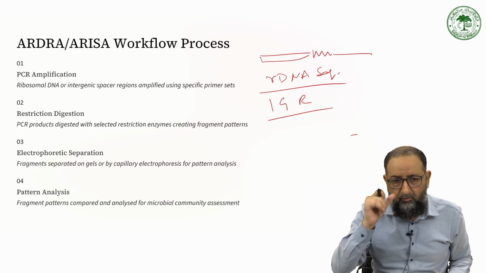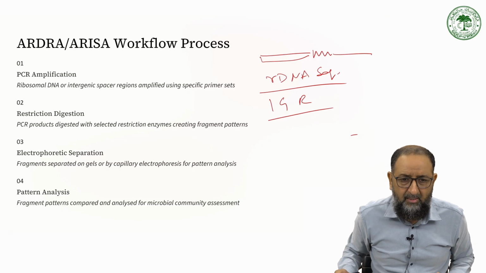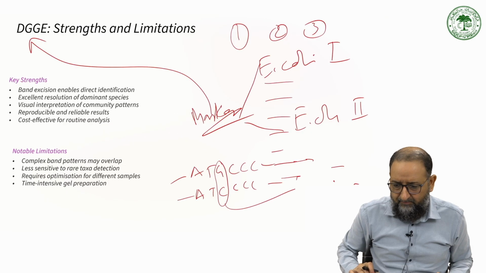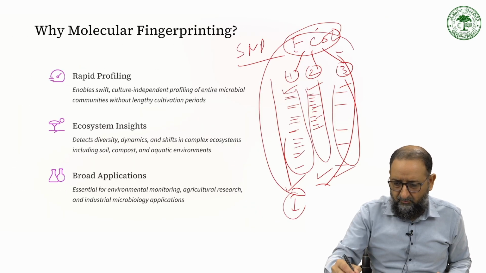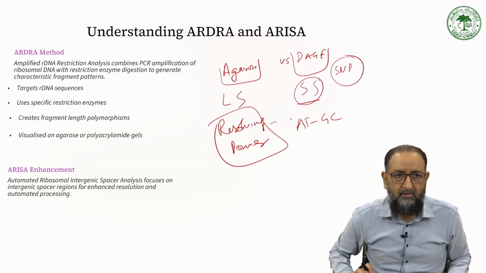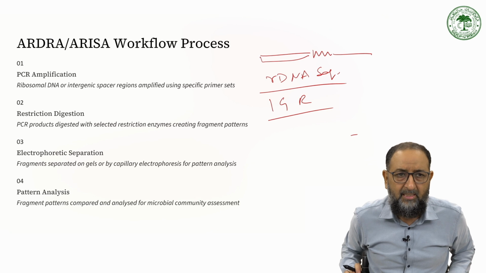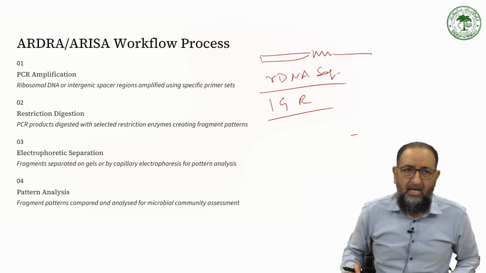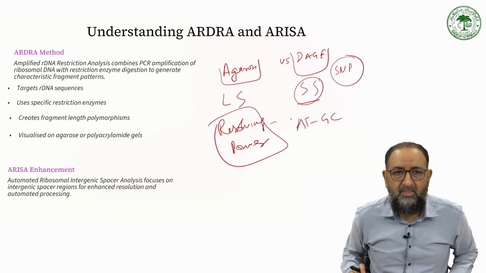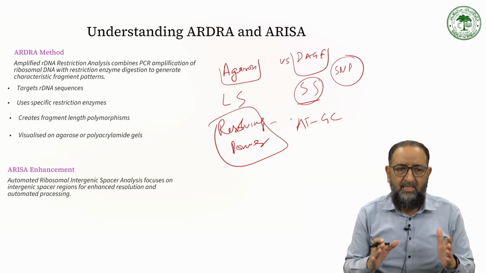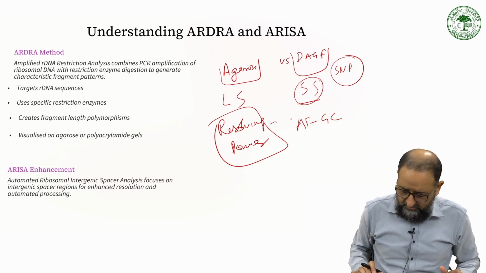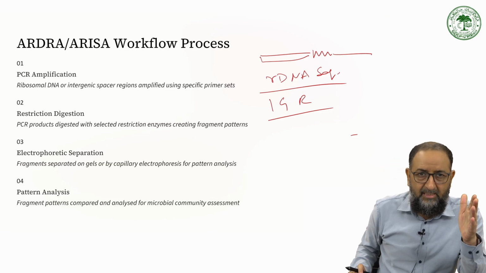Then after this, you have to look into the patterns; the fragment patterns are compared and analyzed for the microbial community assessment. As I've told you in earlier slides, here you show the banding patterns, 1, 2, 3, three different types of banding patterns. Similarly, you can see here in this method, ERISA and ARDRA. ARDRA is amplified rDNA restriction analysis. ERISA is called automated ribosomal intergenic spacer analysis. So, the only difference is that in ERISA we are using the intergenic spacer region, and in ARDRA we are using the same rDNA sequence, but digested with a restriction enzyme.